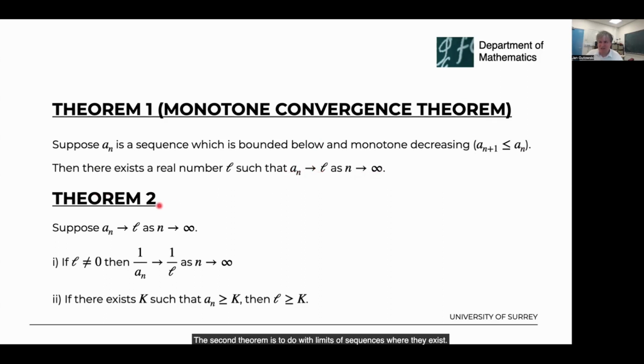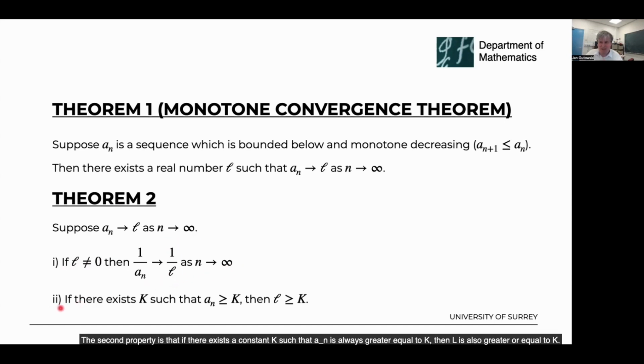The second theorem is to do with limits of sequences where they exist. So let's suppose that a_n tends to L as n goes to infinity. Well, then there are two key properties. If it is the case that L is non-zero, then 1 over a_n will tend to 1 over L as n goes to infinity. Note that in this particular case, I'm assuming that L is non-zero. There would be, of course, trouble if I tried to divide 1 by 0. So I'm deliberately excluding that possibility here. So if L is non-zero, then 1 over a_n will tend to 1 over L as n goes to infinity.